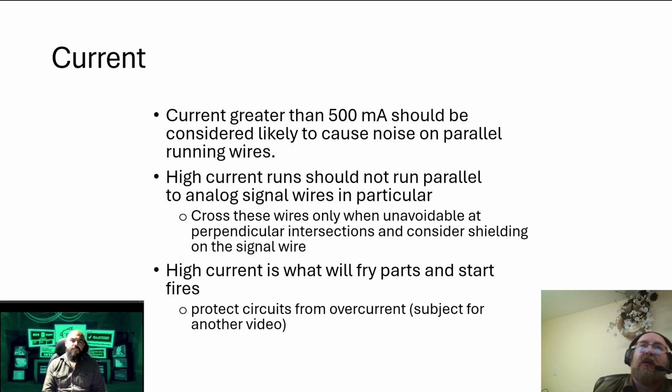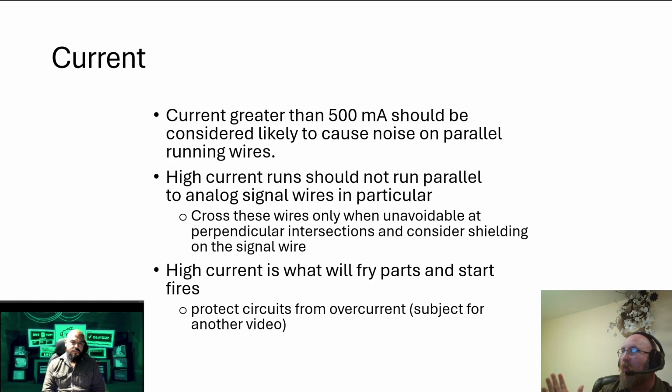Current. On the current side of things, current greater than 500 milliamps should really be considered likely to cause noise on parallel running wires. So basically anything above what an Arduino can produce. It doesn't take a lot to create induction, and particularly when we're talking about analog signals, we need to be really conscious of this. That induction on, say, a discrete I/O isn't going to cause too big of a deal. It's going to drop the voltage or even raise the voltage.